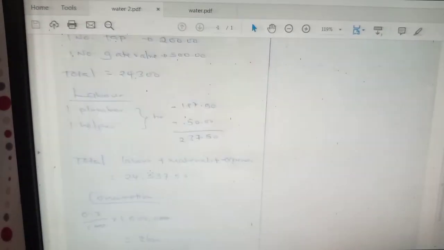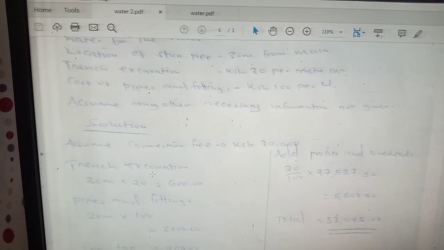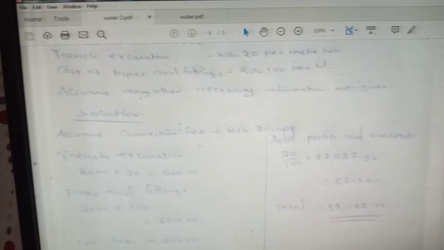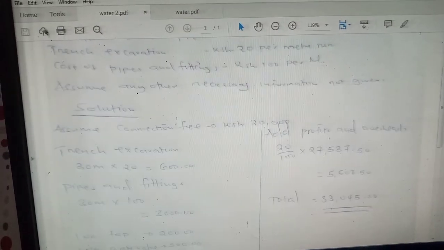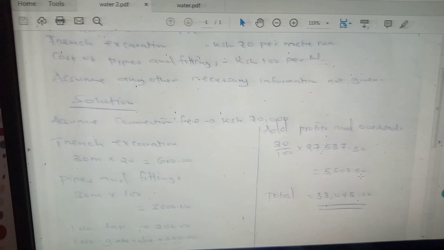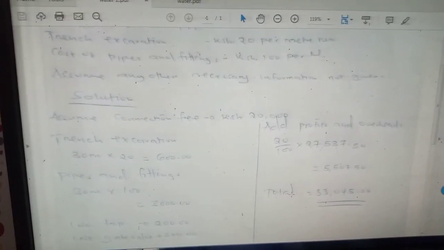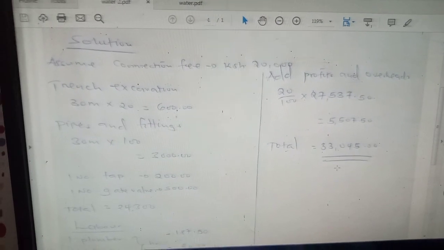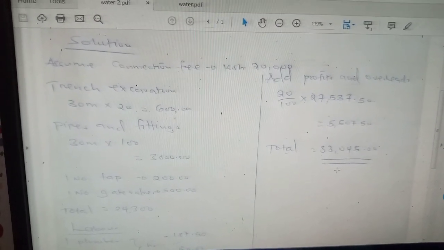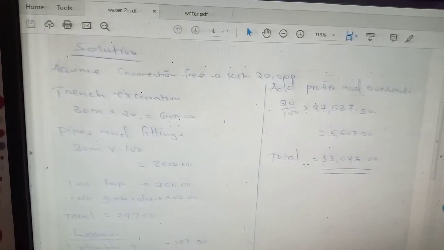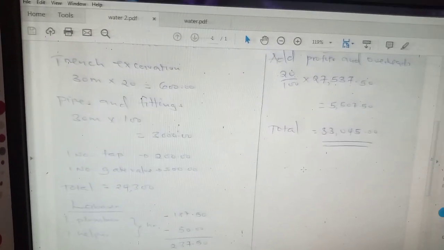You then get the total of the labor, materials, expenses plus consumption, which will be 27,537 and 50 cents. Then after that you add the profits and the overheads, which is 20% of that. You'll get 5,507 and 15 cents. Then the total will be 33,044 shillings and 65 cents. That is the total amount for connecting water that will be used in a site.